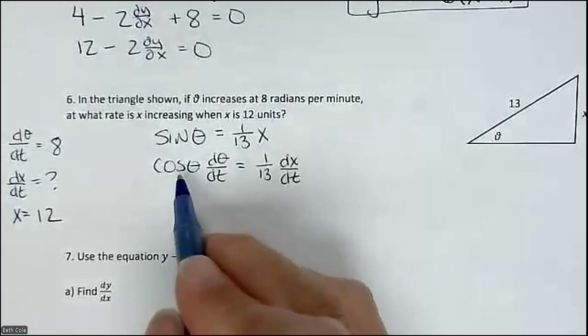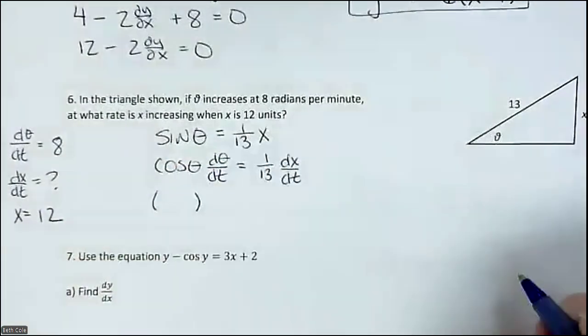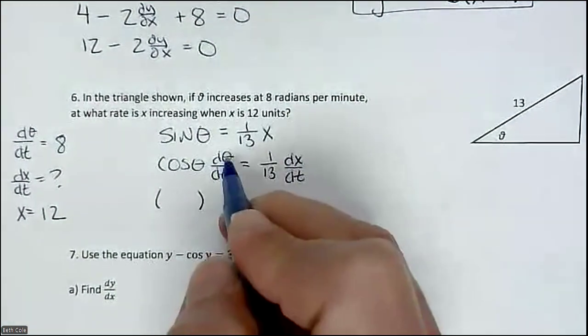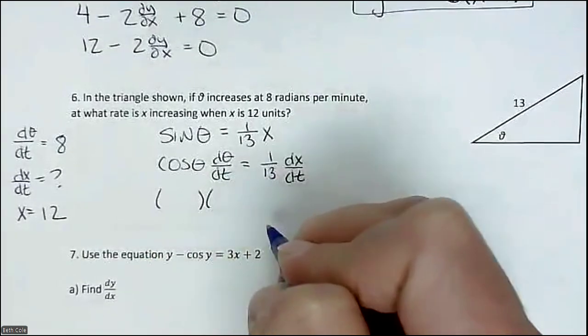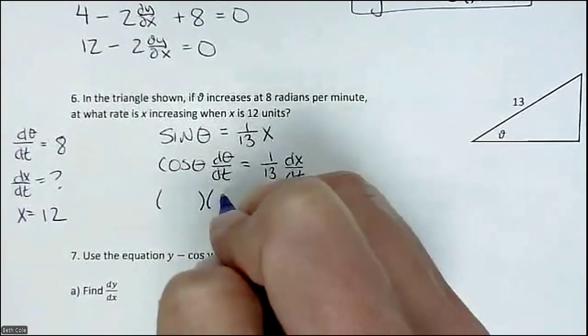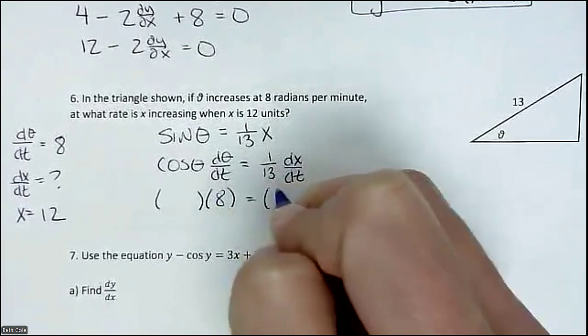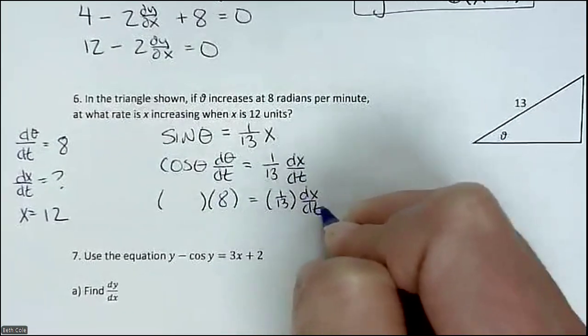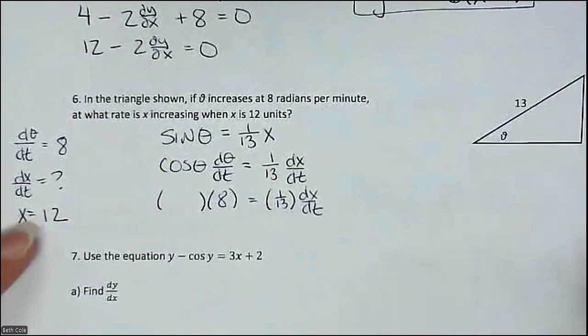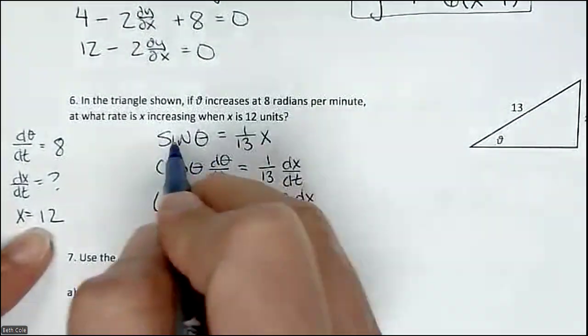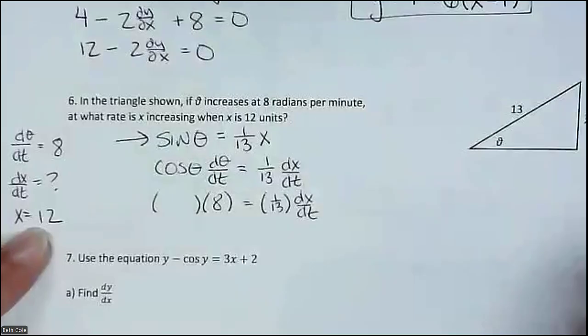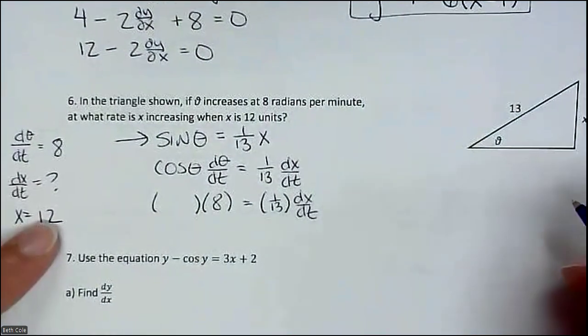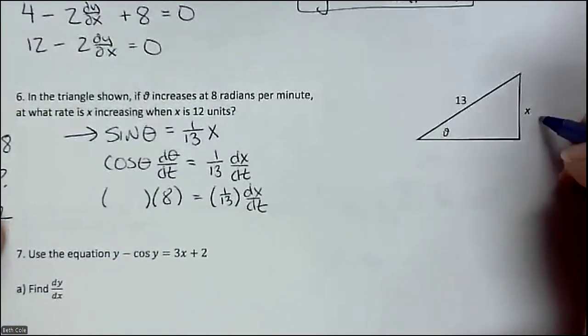Now we're going to plug stuff in. I don't have cosine of theta, so we'll come back to that. Just leave it blank. What's d theta dt? 8. Good. Equals 1/13, and then dx dt is what we're trying to find. All right, so cosine theta is what we're missing. If you are missing something, you go back to this original relationship, plug in what you have, and look for what you don't. They said x was 12.